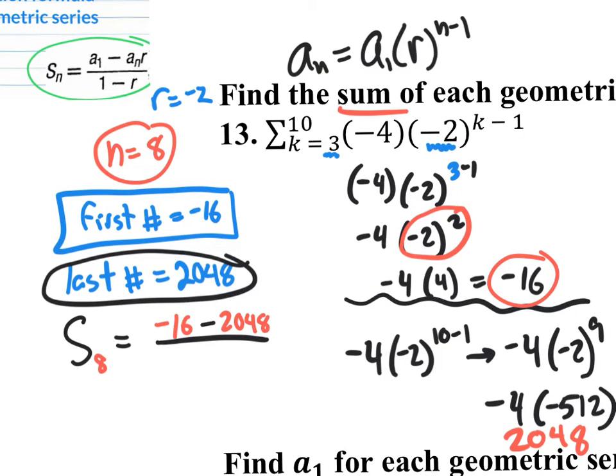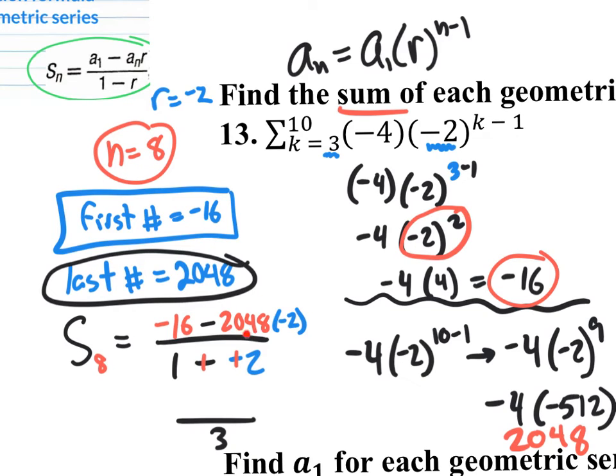So we still need to multiply the 2048, multiply it by that common ratio negative 2. And it is over 1 minus the common ratio, again, negative 2. So let's do the math here. On the denominator, 1 minus a negative 2, that becomes plus plus. You're going to end up with a denominator of 3.